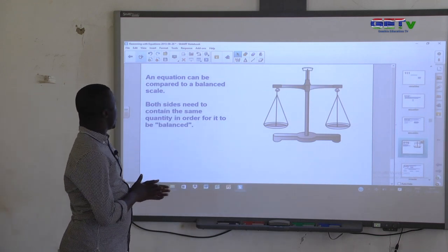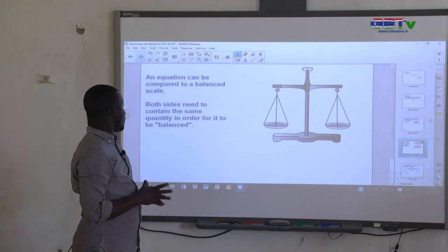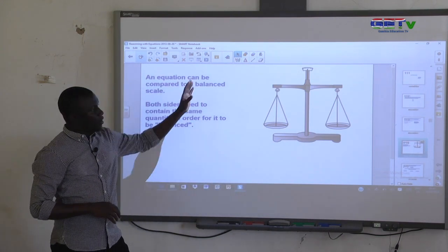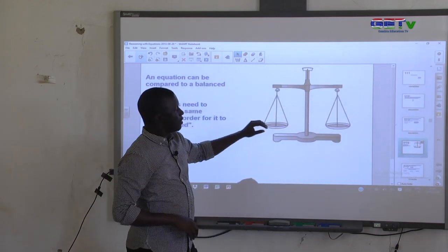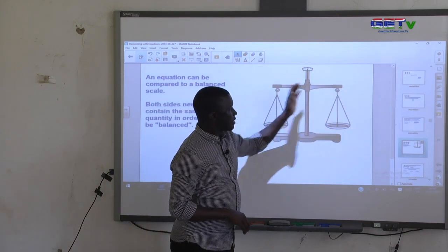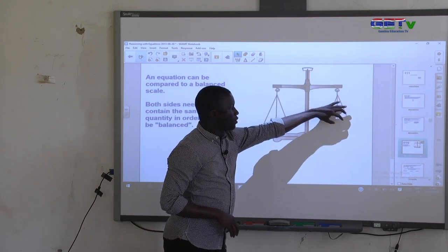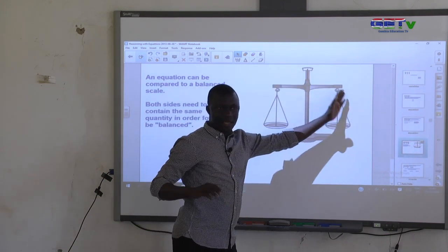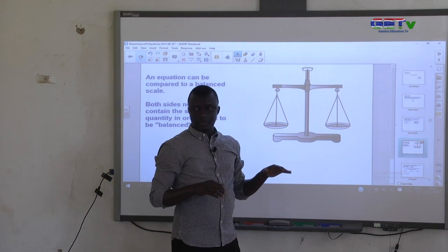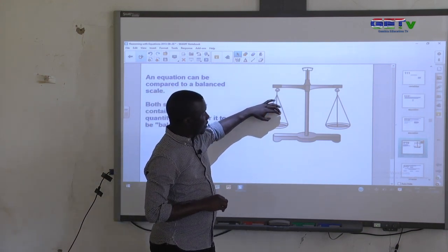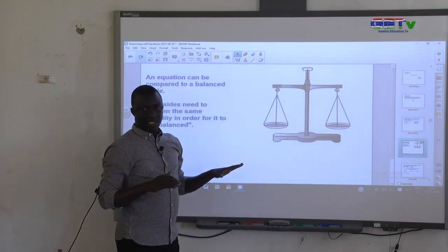An equation can be compared to a balanced scale. Both sides need to contain the same quantity in order for it to be balanced. We have a beam balance here. We can see it has two sides, and there's a pivot in between these two sides. Whatever quantity you put here must also equate to what you put on the right-hand side. You have two sides, the left-hand side and the right-hand side, if you want to have a balanced scale. If the quantity you put on the right-hand side is more than what you put on the left-hand side, you wouldn't have a balanced scale.